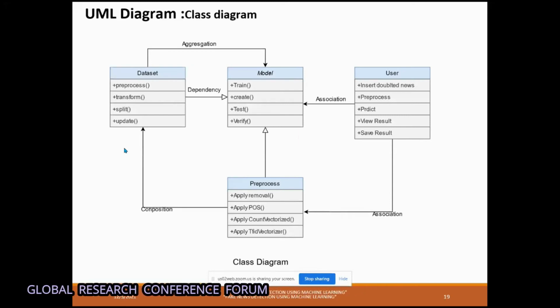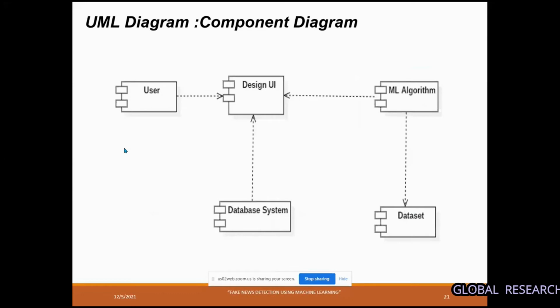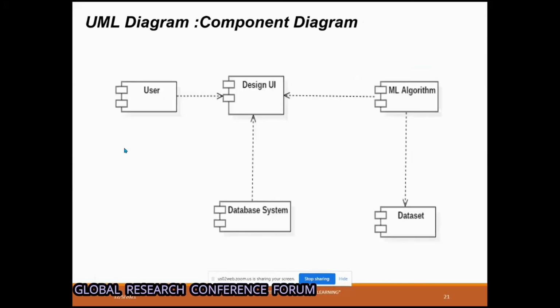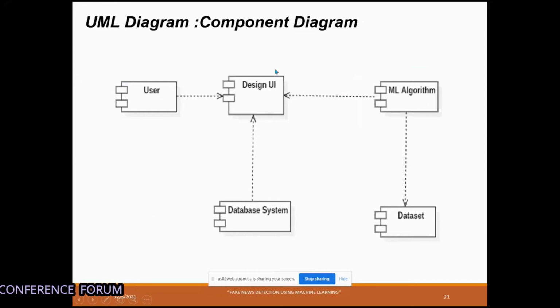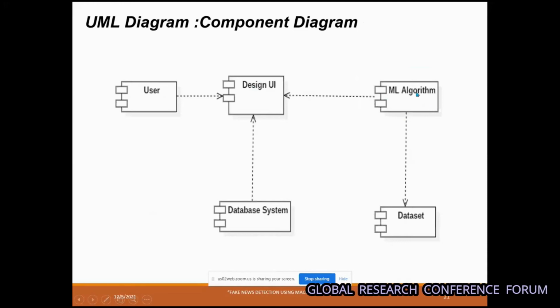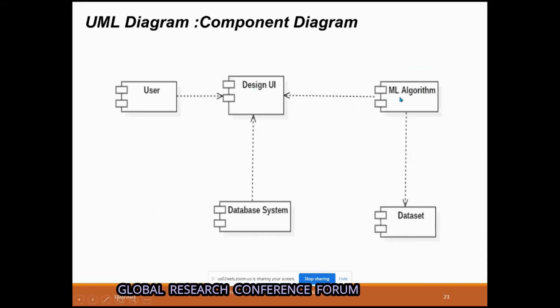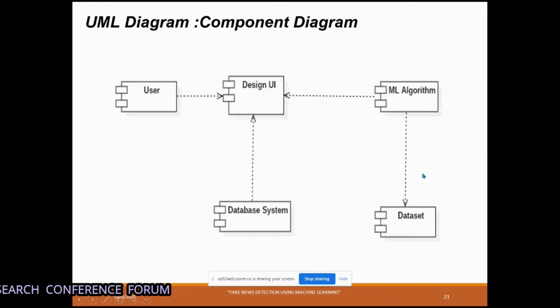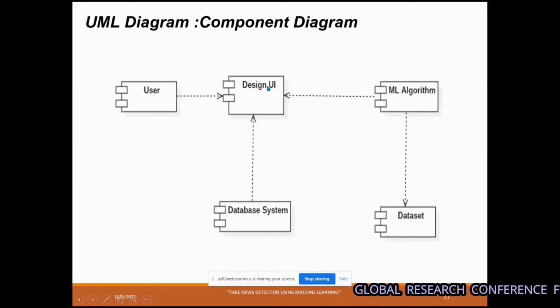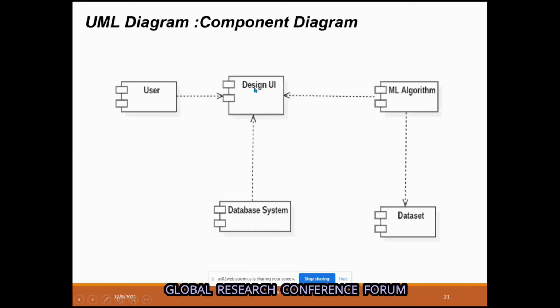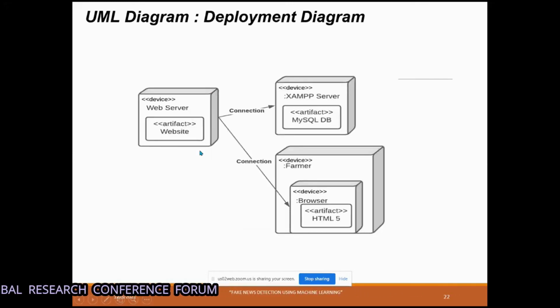This is our UML diagram, where the user designs the UI. The UI design is our React.js website, and the ML algorithm is our Python project, where the API is running in the background. Python connects with the dataset and trains the model, and the UI design connects with Python and the database system.